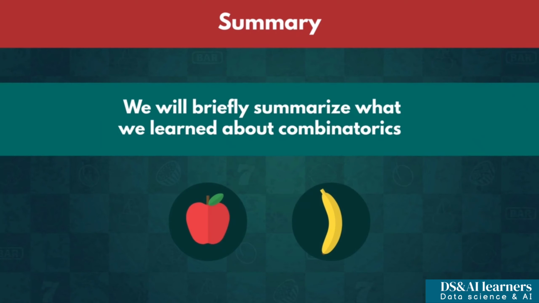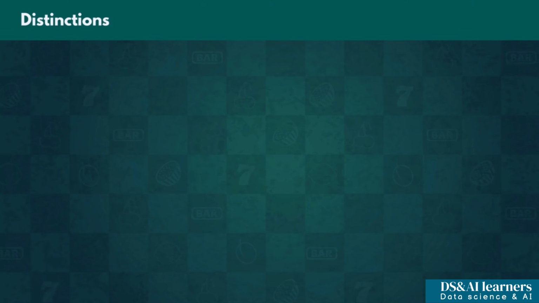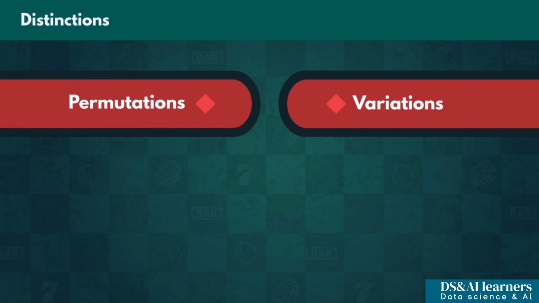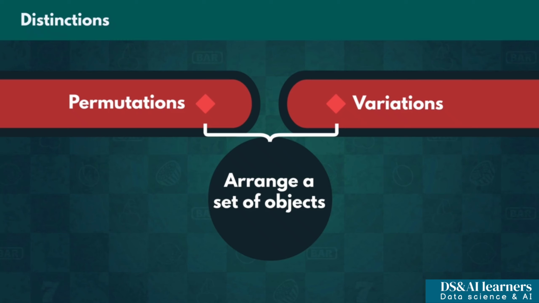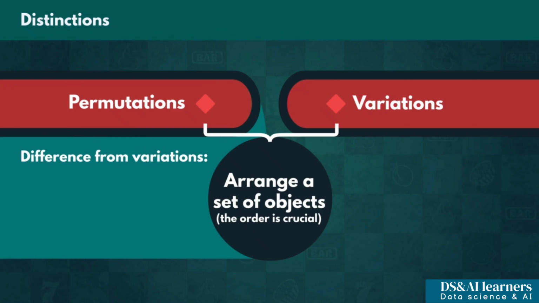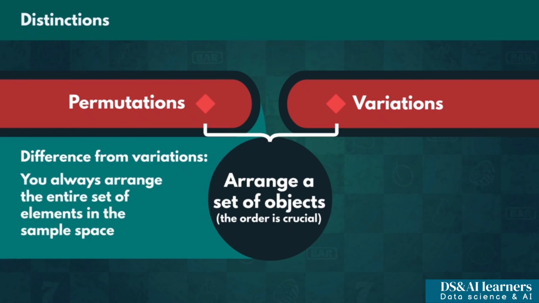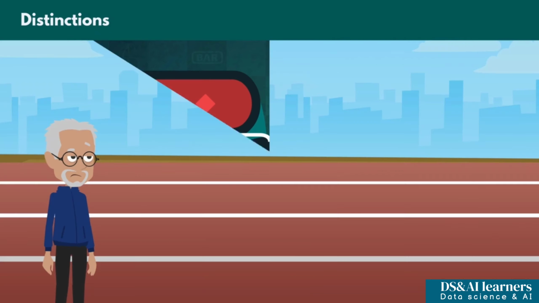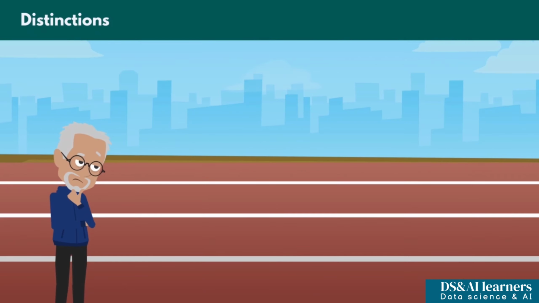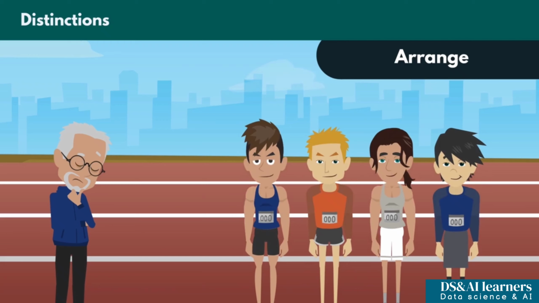Hello everyone. The purpose of this video is to briefly summarize what we learned about combinatorics in this part of the course. Okay, we use permutations with variations when we must arrange a set of objects. In such cases, the order in which we pick them is crucial. The major difference between the two is that in permutations, you always arrange the entire set of elements in the sample space.